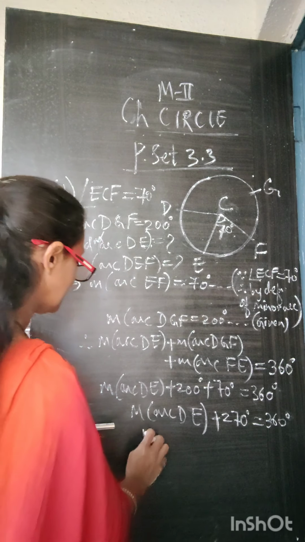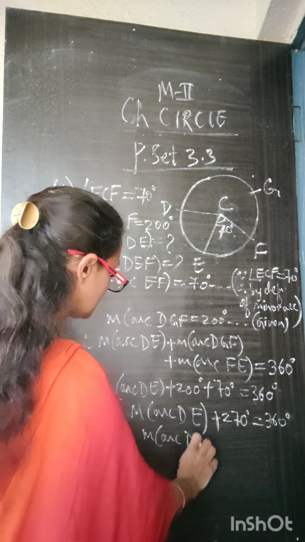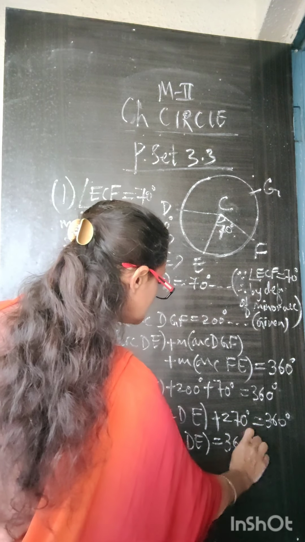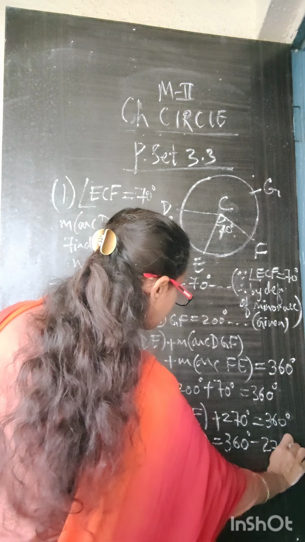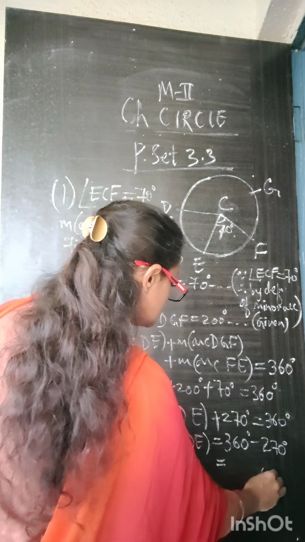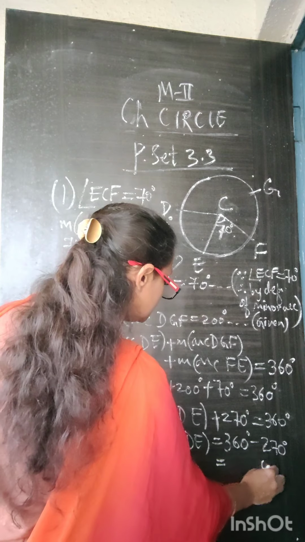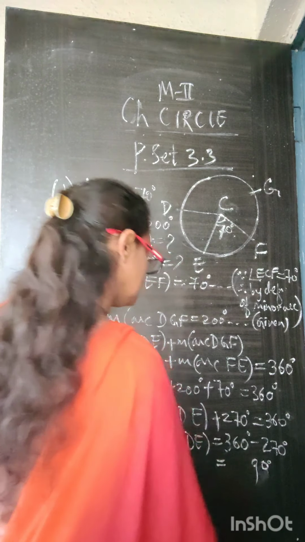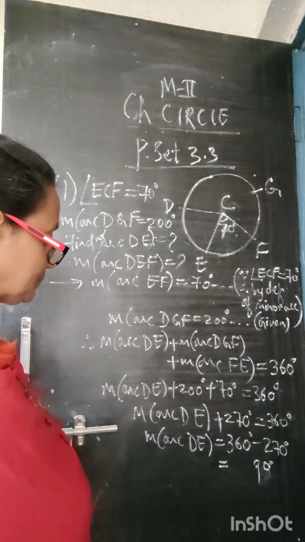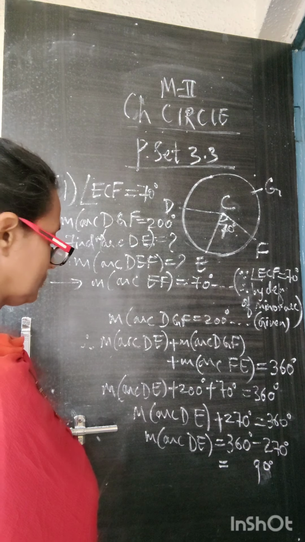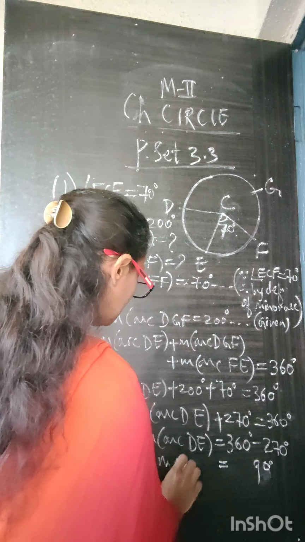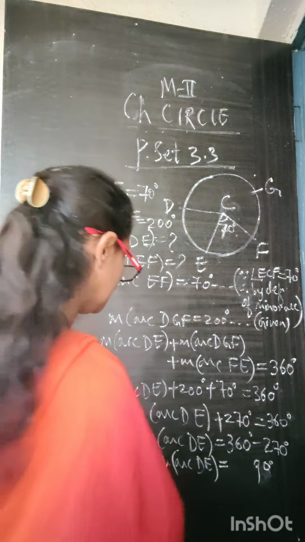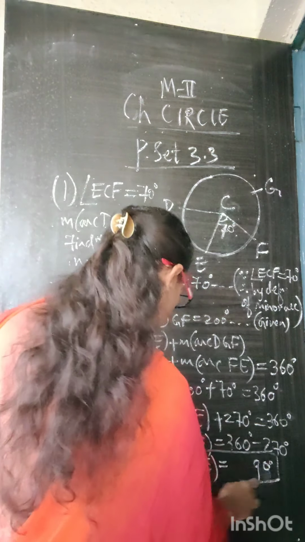Okay, so measure of arc DE, how much does it come to? Measure of arc DE is equal to 360 minus 270. That is how much? How much does the subtraction come to? 90 degree, is it? Correct? It is 90 degree. So measure of arc DE, finally we got the value as 90 degree. This is the answer for the first part of the question.